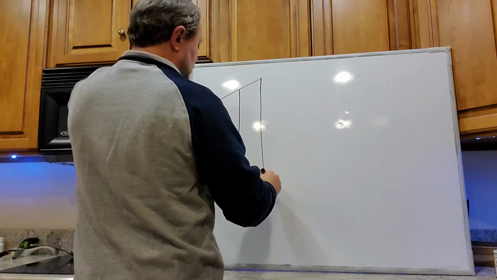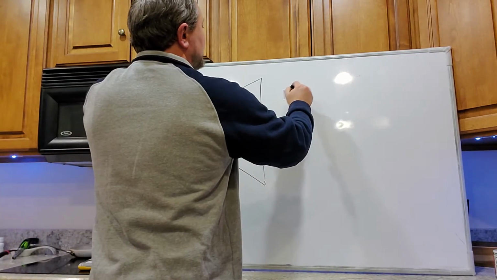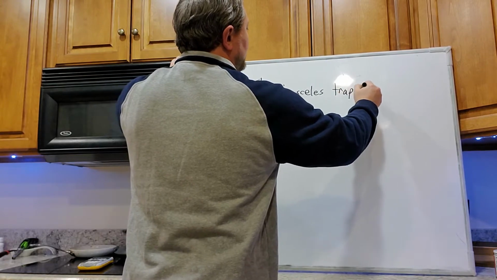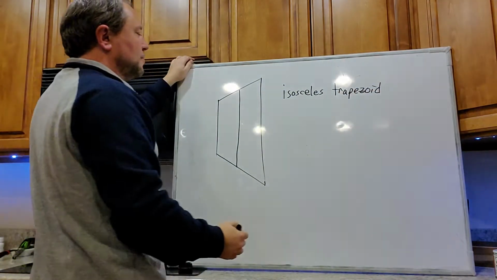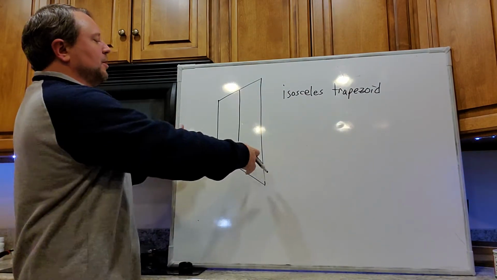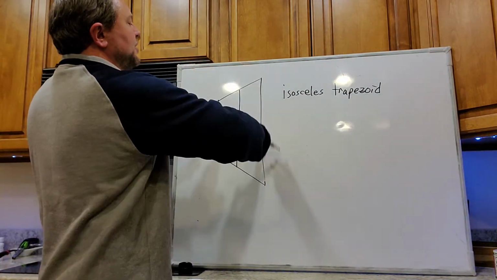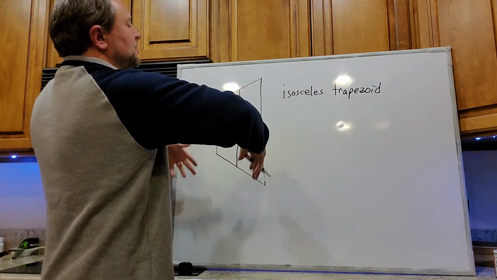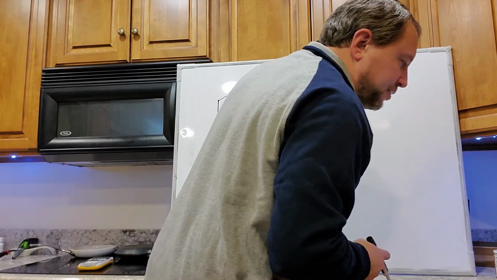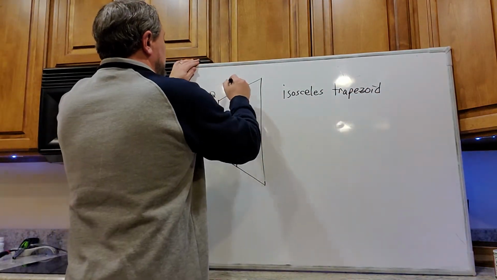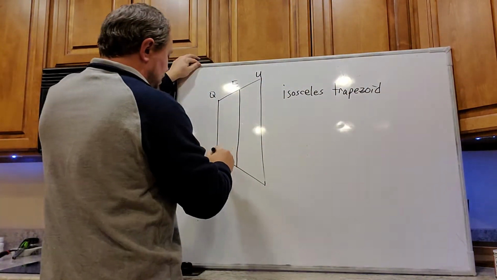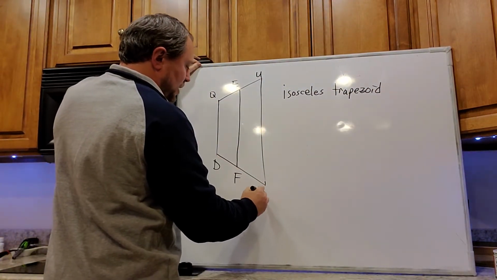Okay, in this picture again, this is an isosceles trapezoid. Notice though, to try to confuse you a little bit, I drew the parallel bases running up and down, from side to side, instead of the top and bottom. All right, so I'm going to label this as Q, E, U, D, F, A.